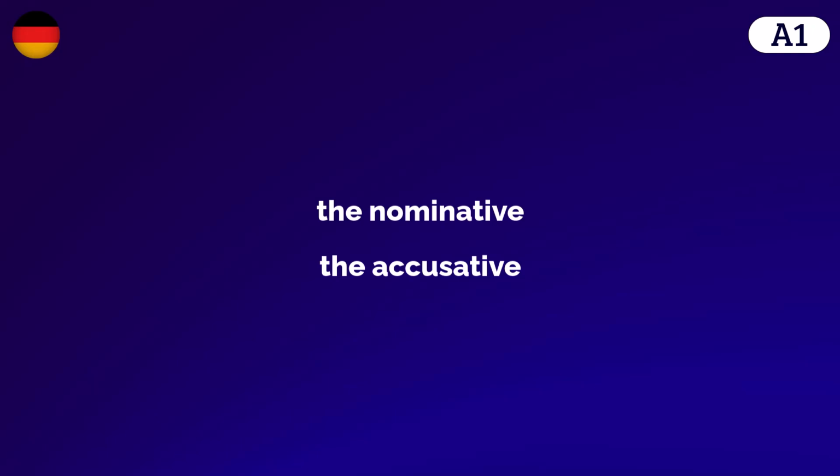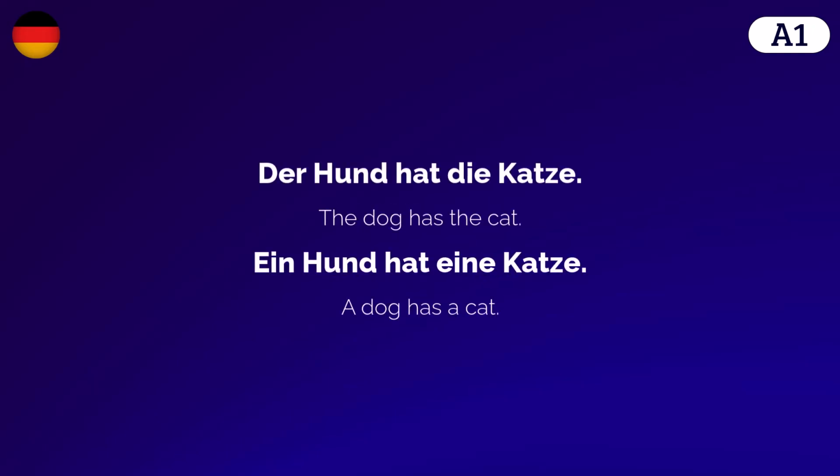We first need to understand the different parts of a sentence. Here are 2 example sentences. Der Hund hat die Katze. Ein Hund hat eine Katze.